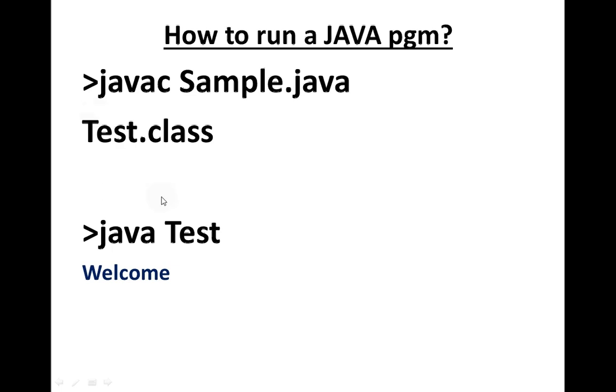Now we are going to interpret this with the help of the Java interpreter. The output will be welcome, the same as before. For compilation we are giving sample.java, whereas for the interpreter we are giving test. That is the only difference.